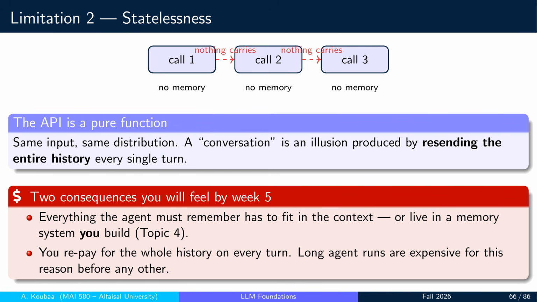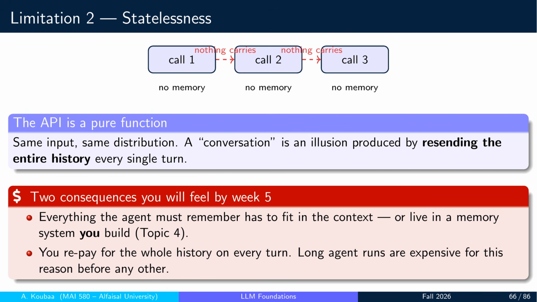Limitation 2 is statelessness, and the diagram states it plainly. Call 1, call 2, call 3. Between them, nothing carries. No memory. Now, read the box. The API is a pure function. The same input gives the same distribution.